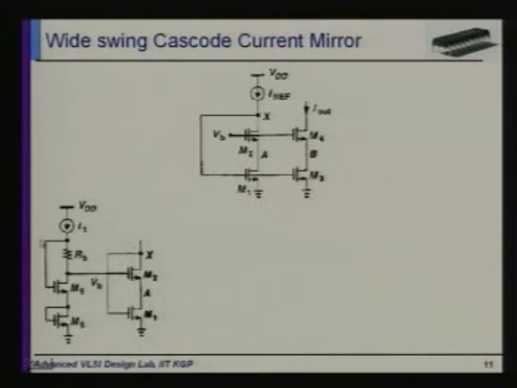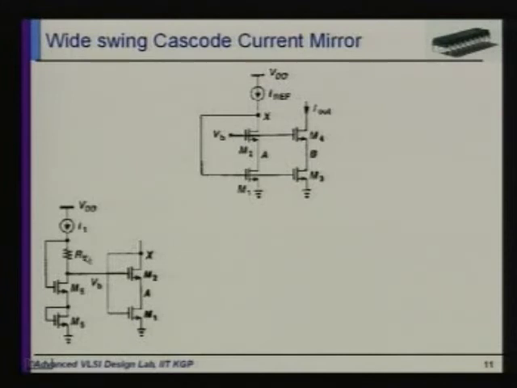Here the main thing is that M5 is in the diode connected mode, so the voltage at this node will be nothing but VGS5 for this transistor, which is calculated from this particular current, I1, which is another bias current. And again for this transistor, the node voltage VB is nothing but the gate voltage of this M6 transistor minus I1 RB.